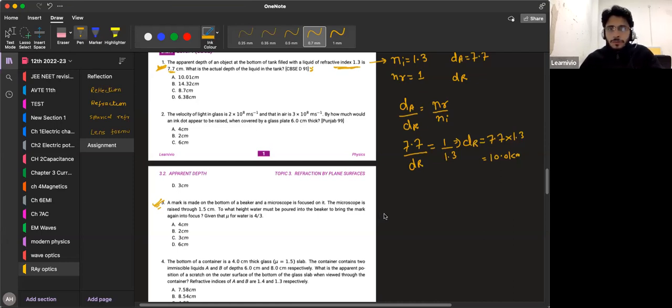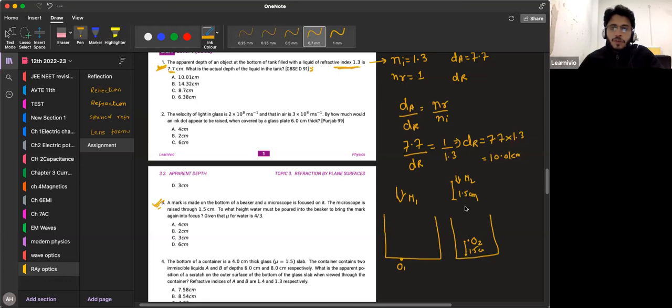This is the question: this is the beaker, this is the point here, and this is the microscope. This is the initial position of the microscope, let's mark it M1. And this is the initial position of the point, let's mark it O1. Now he's saying that he's shifting the microscope by 1.5 centimeter. This is the second position. Obviously, through this microscope, he can see the coin only if the coin or the point also shifts by 1.5 centimeter. Then only he can view it through the microscope.